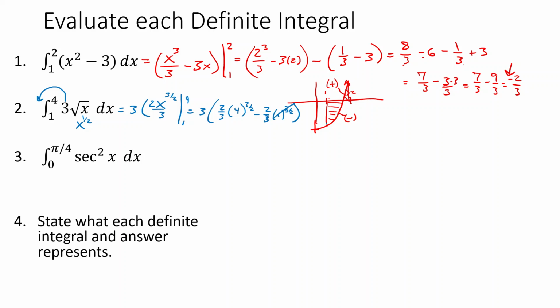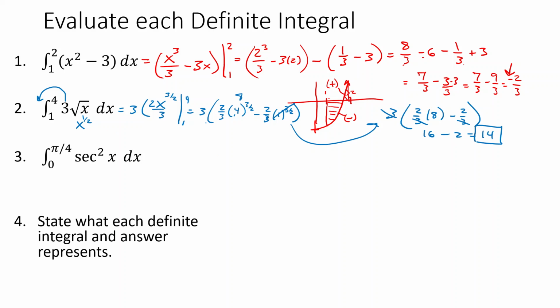1 to anything is just 1. 4 to the 3/2 is we take the square root of 4, which is 2, and then cube it, so we get 8. So we're going to get 3 on the outside, 2/3 of 8 minus 2/3. If we distribute this 3 here, we're going to cancel out all the fractions, so that's nice. 2 times 8 is 16, minus this 2 gives us that the area here is 14.